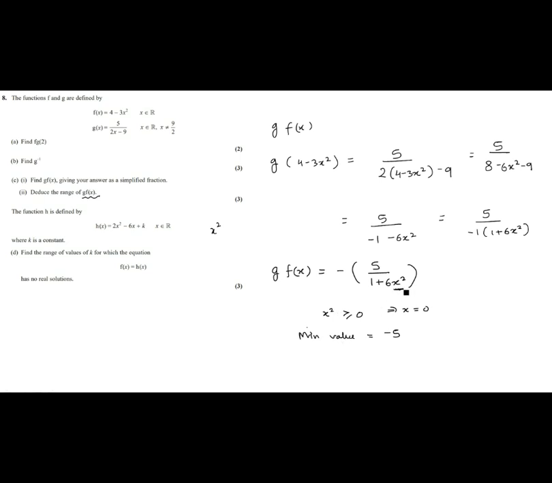Now, as x increases, the denominator gets bigger and bigger. That means the fraction becomes smaller and smaller, close to 0. And times by a negative number, it will still be close to 0. So the maximum value of g of f of x will be 0. That means the range of g of f of x is: it is less than 0 and greater than or equal to minus 5. Okay, so the maximum value will be 0.